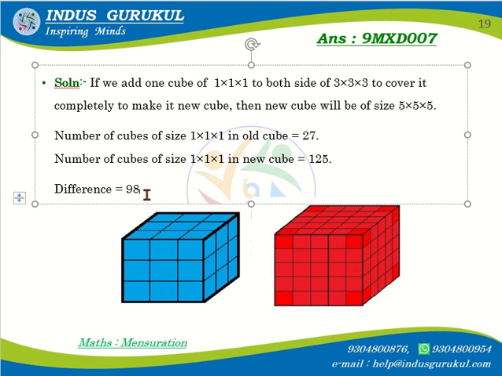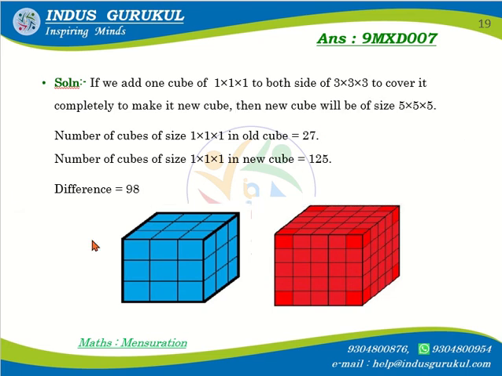So the difference is 98, which means the volume difference between the new cube and the old cube is 98 cubic units. Now the cubes we are adding are of 1 into 1 into 1, meaning 1 cubic unit. So how many cubes are required? Obviously 98 cubes are required to cover this one, so that the new cube is a different color cube.